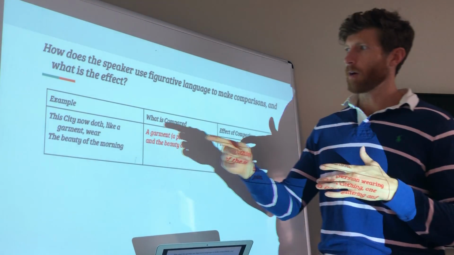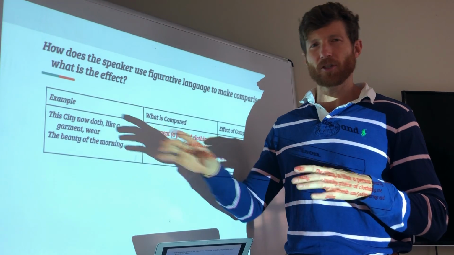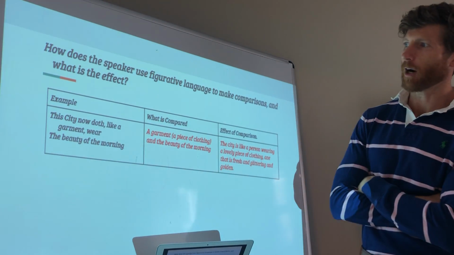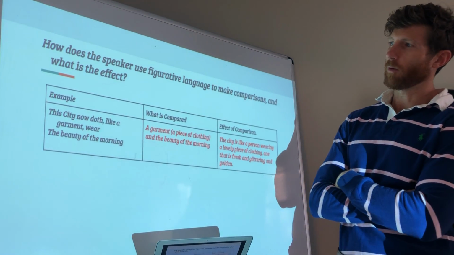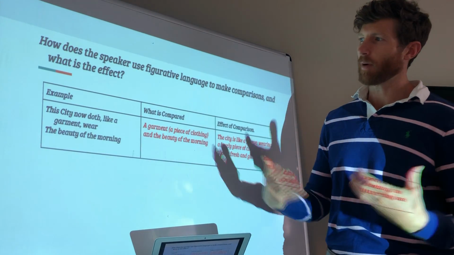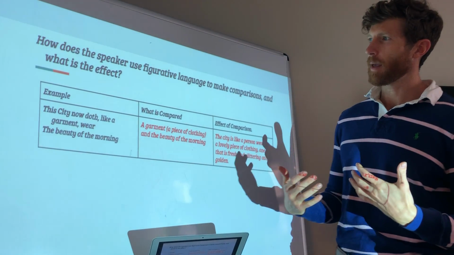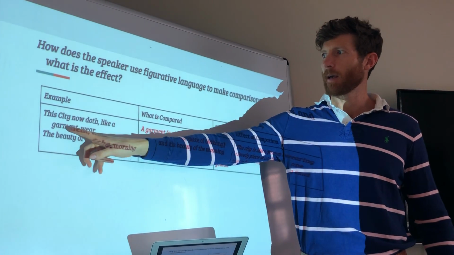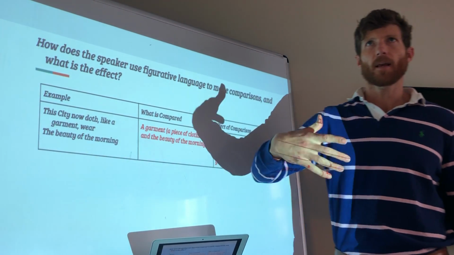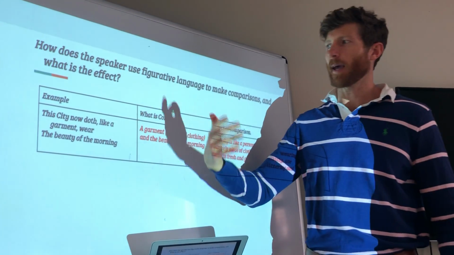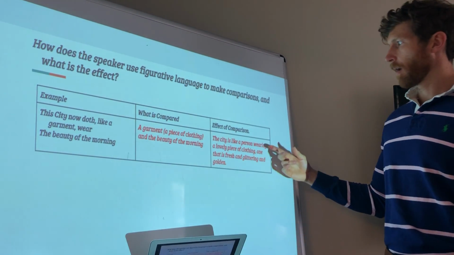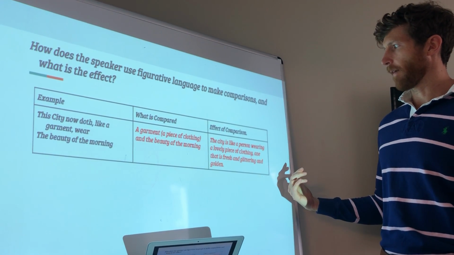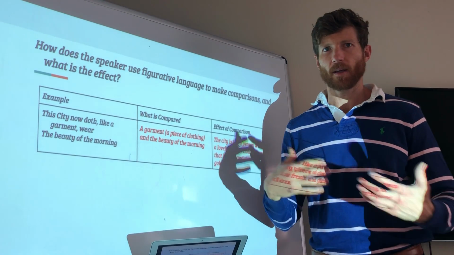Okay? Now, let's go back into this and change the words around and see if it makes sense. "The city now doth, like a garment, wear the beauty of the morning." If I was going to put this into contemporary language, I would probably say the city wears the beauty of the morning like a piece of clothing. So the city is like a person wearing a lovely piece of clothing, one that is fresh and glittering.